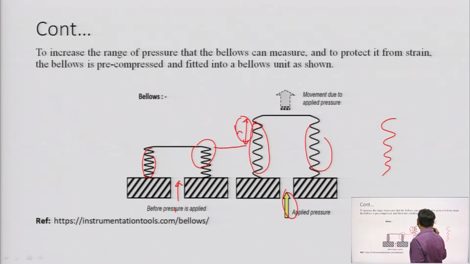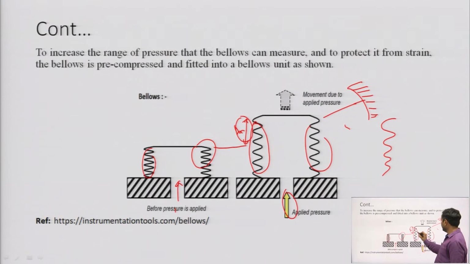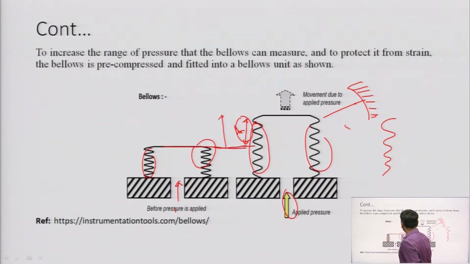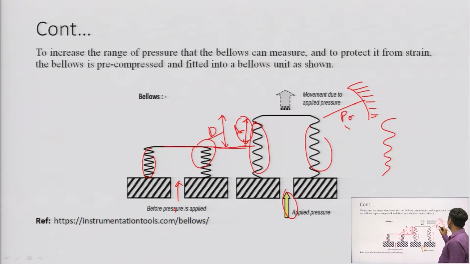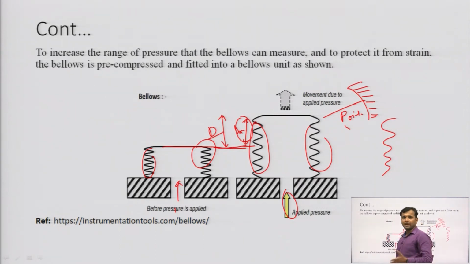Now, some type of linkage and pointer arrangement is there, from which that displacement, this height, can be measured on the pointer. The original position is this, and this displacement can be measured with the help of the pointer. So that is the basic principle of the bellows, which lies in the category of elastic pressure transducers.